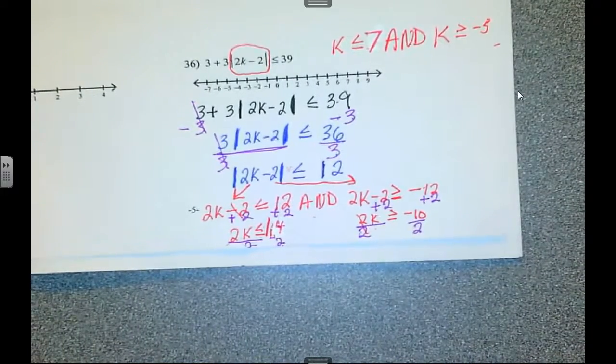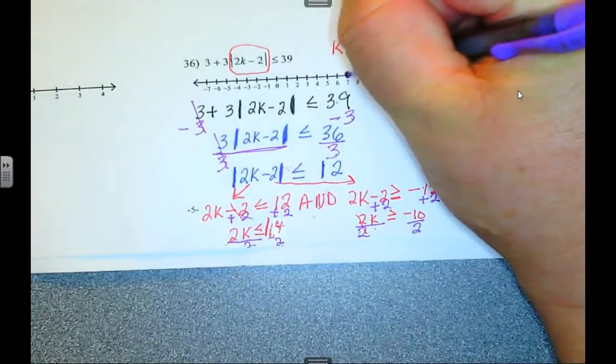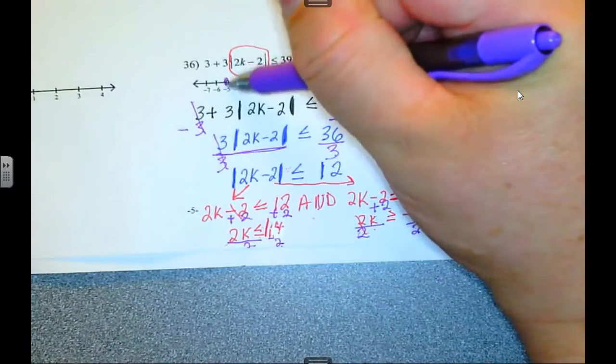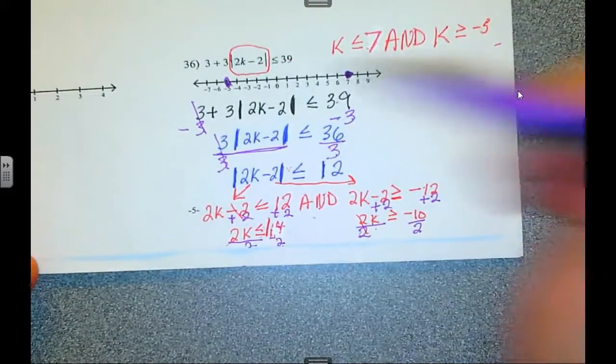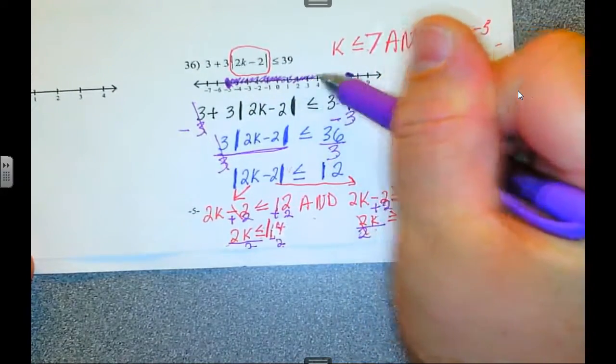All right, let's graph it. Closed circle at 7, and closed circle at negative 5. And statement, in between.